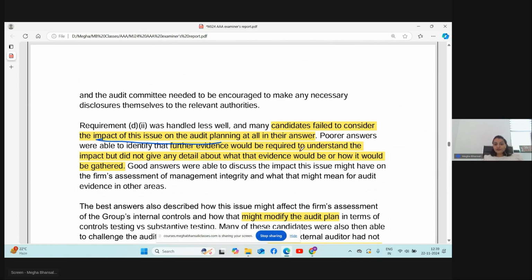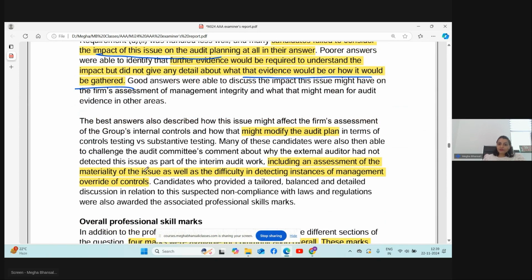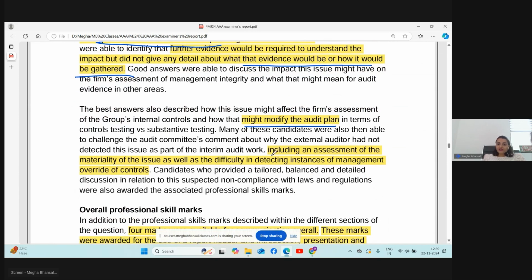It says further evidence would be required to understand the impact, but did not give any details about what evidence or how it would be gathered. Again, a generic answer. It says further audit evidence is required, but what kind of audit evidence? You have to elaborate. Then the auditor's response should be to modify the audit plan, including an assessment of materiality of the issue as well as difficulty in detecting instances of management overriding the control. So why did my control process not catch this payment? That's also a question that you could have raised here, because then my controls are not working effectively.